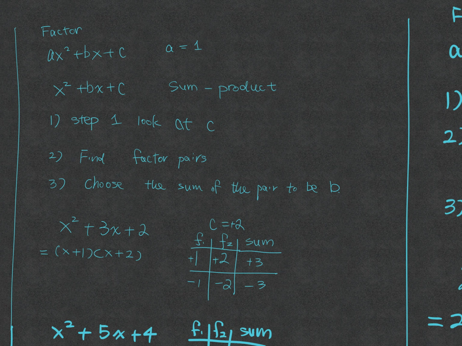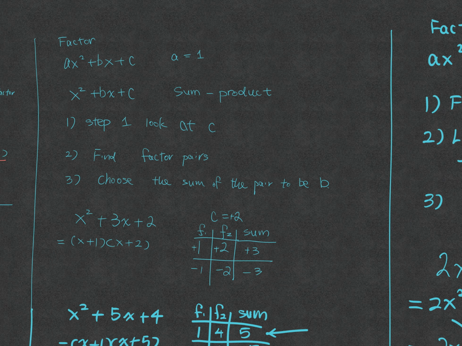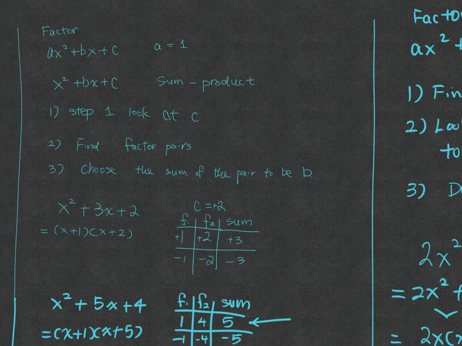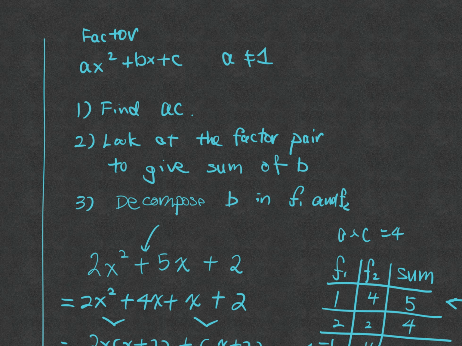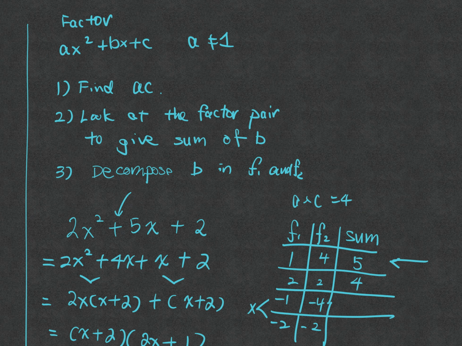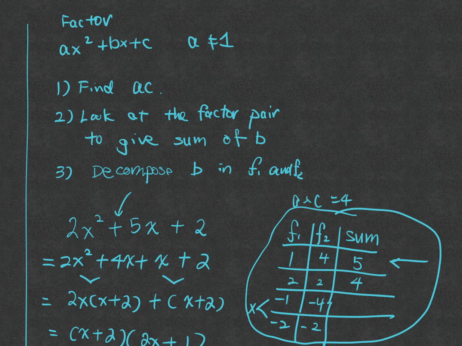And then if we have to factor a trinomial when a equals 1, we use the sum product method like this. And the last one is, if a is not equal to 1, all the time we will use a table like this. So try to get used to using a table to list all your possible outcomes.